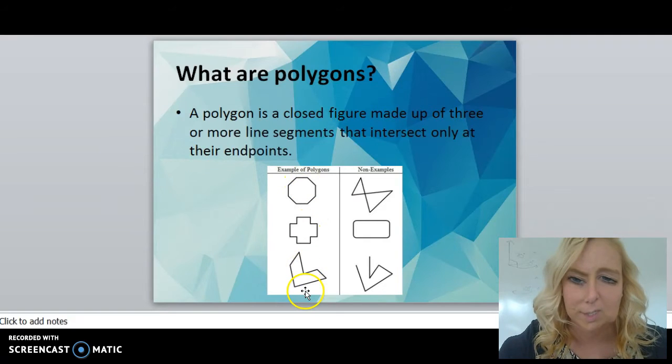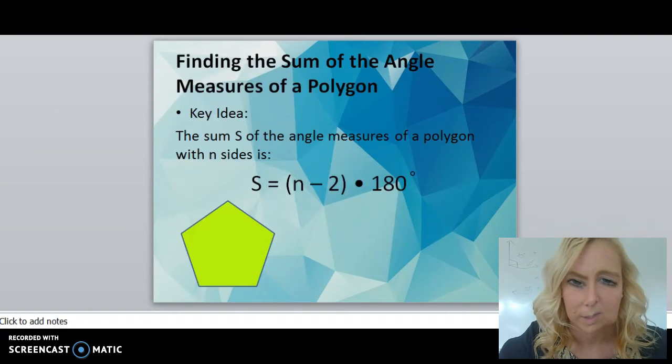Again, here's a few more examples. And these are examples of non-polygons. Because in this figure here, they overlap each other's endpoints, it's not an example. These lines here are not line segments because they're curved. And this figure is not closed. Therefore, these three are non-examples of polygons.